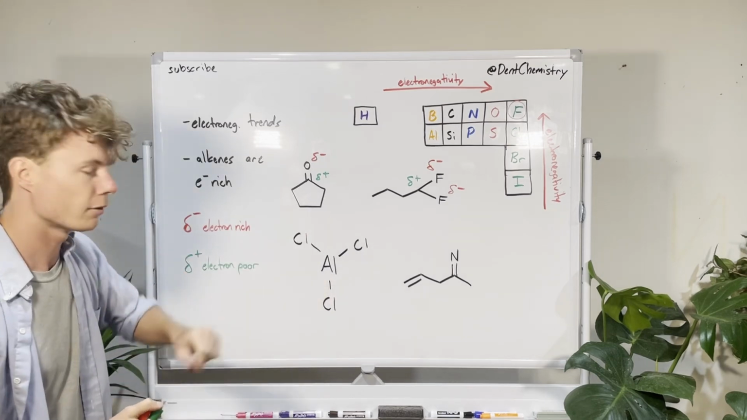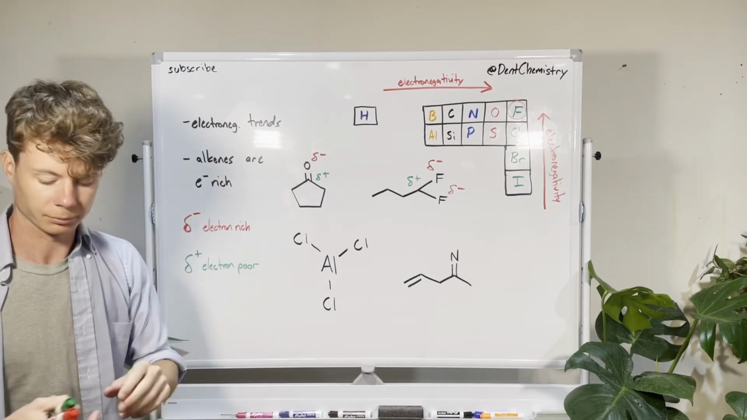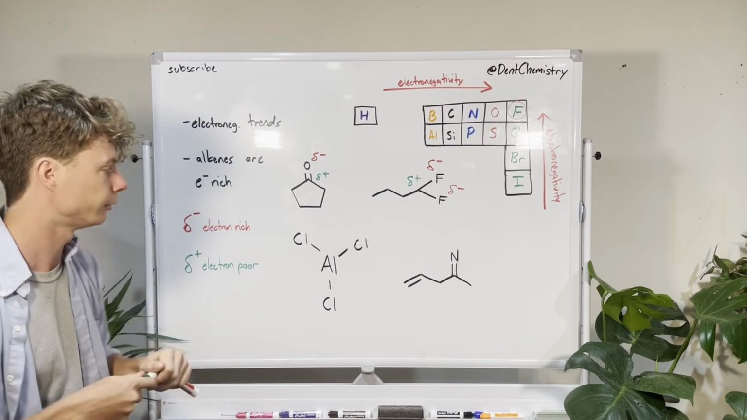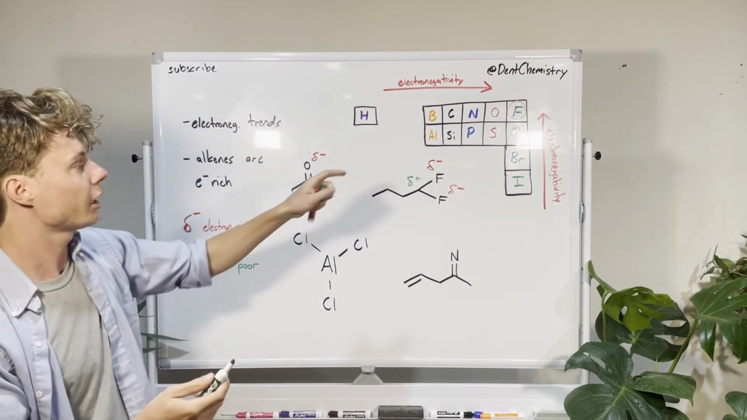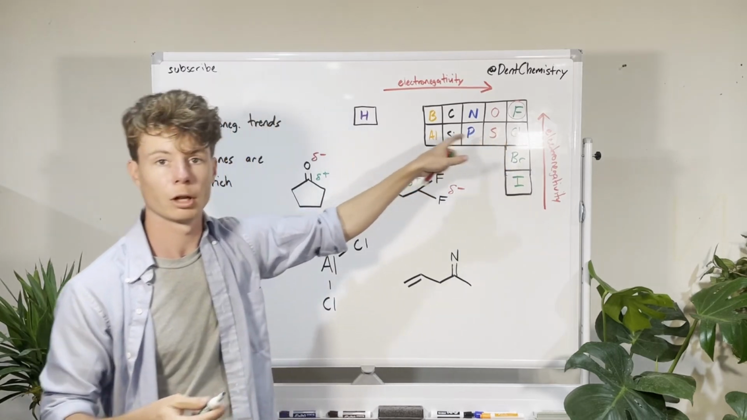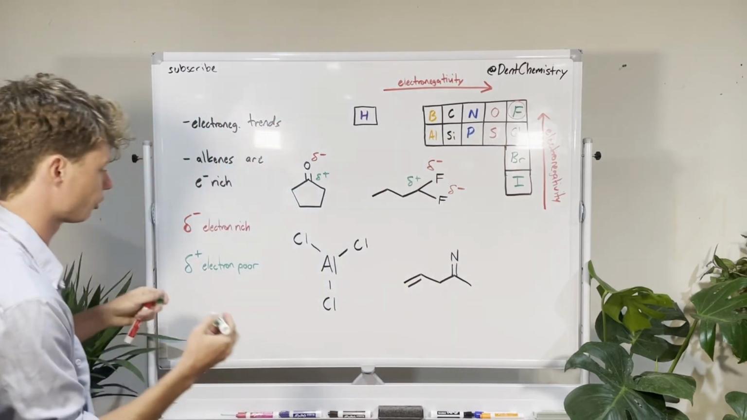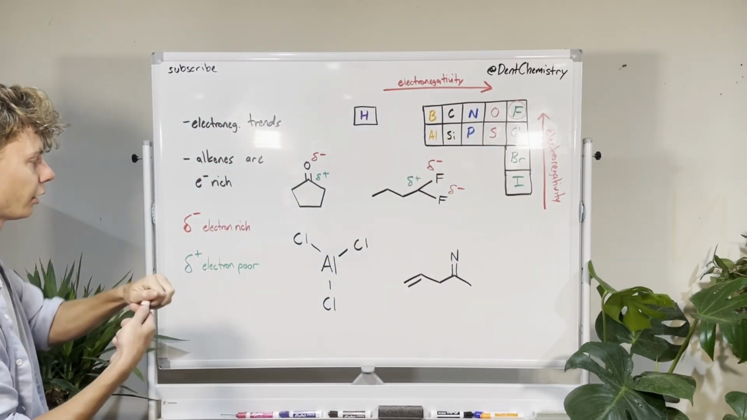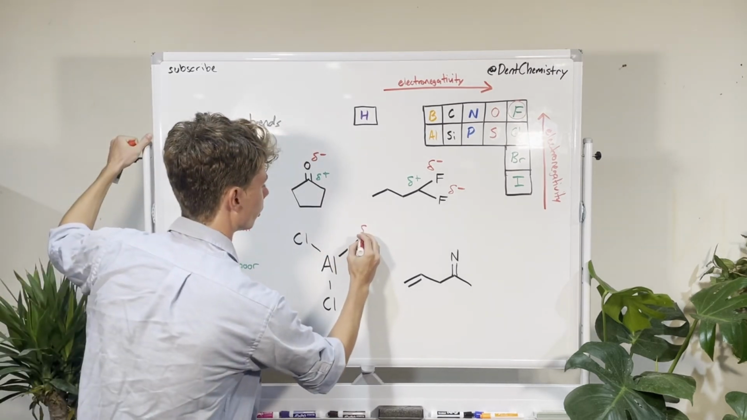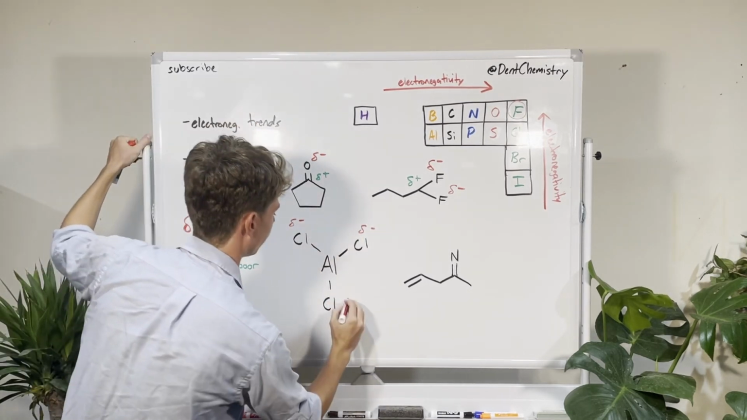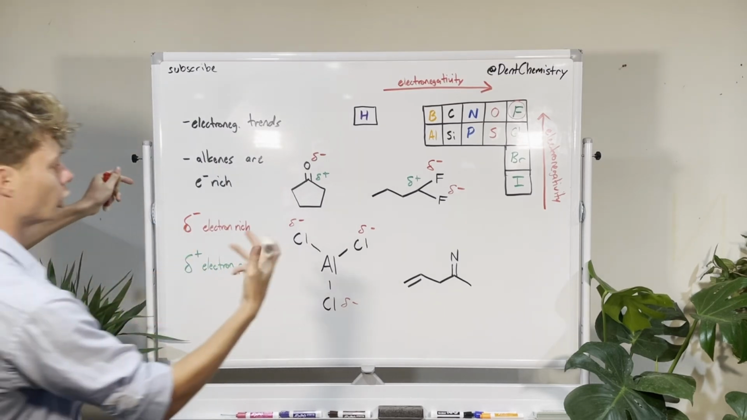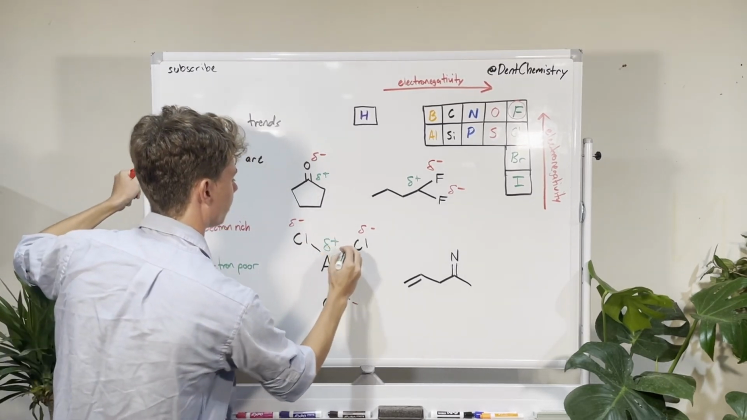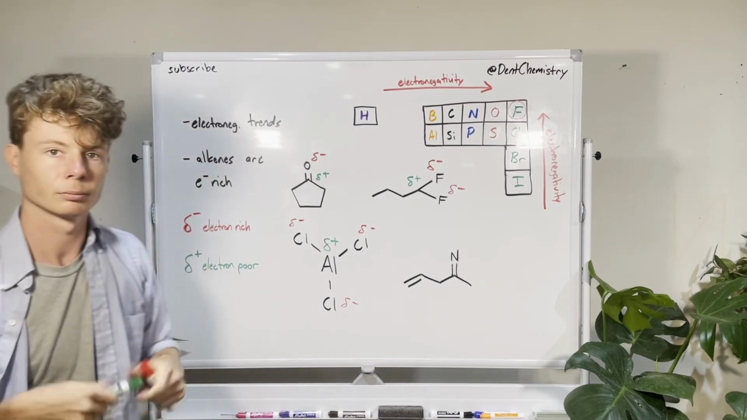I look down here, I have a Lewis acid, AlCl3. We're going to see this a little bit in the future. I look up here, which is more electronegative? Chlorine's a lot more electronegative than aluminum. So each of my chlorines will be electron rich. They're going to pull electron density away from aluminum, leaving aluminum with a large partial positive charge. There we go.